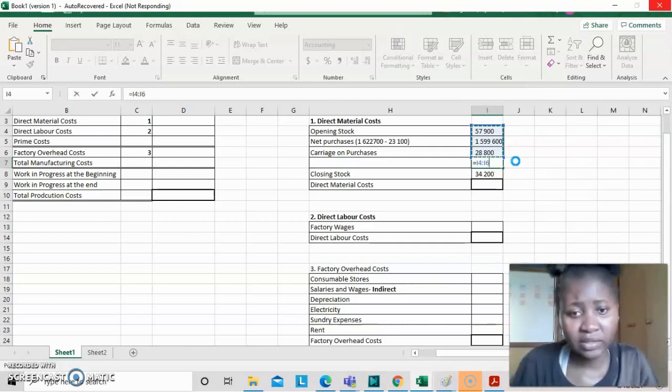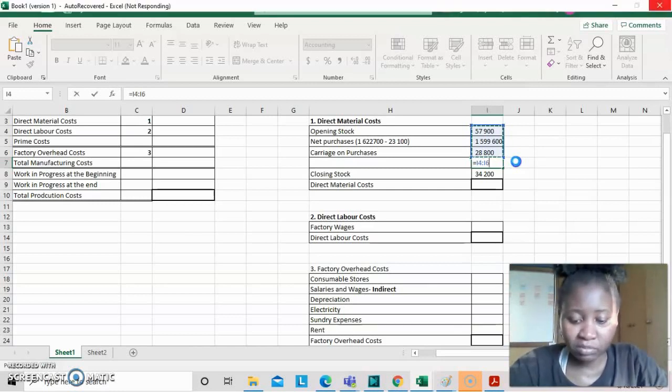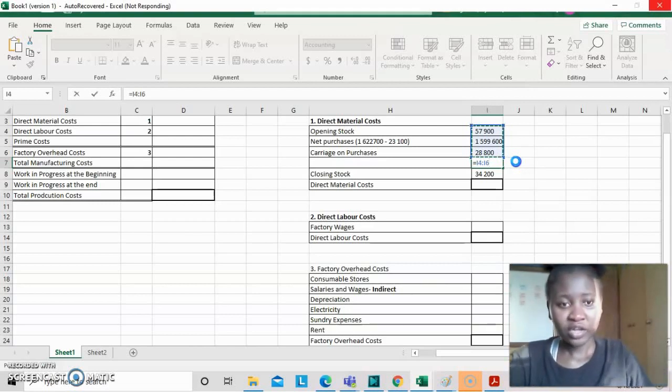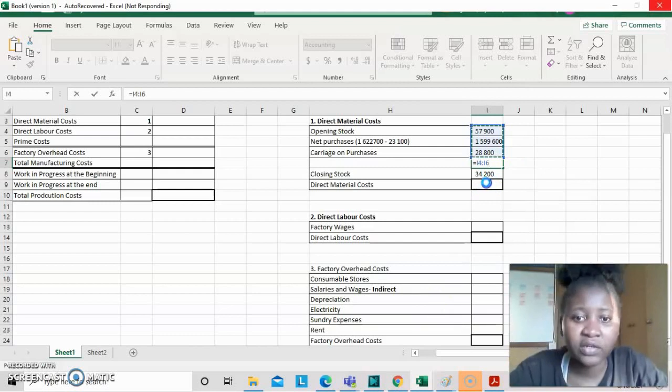Okay, so the balance that I'm getting here is 1,686,300. Okay, so with that, then you will say minus closing stock. The closing stock is 34,200. And the amount that I'm getting is 1,052,100.